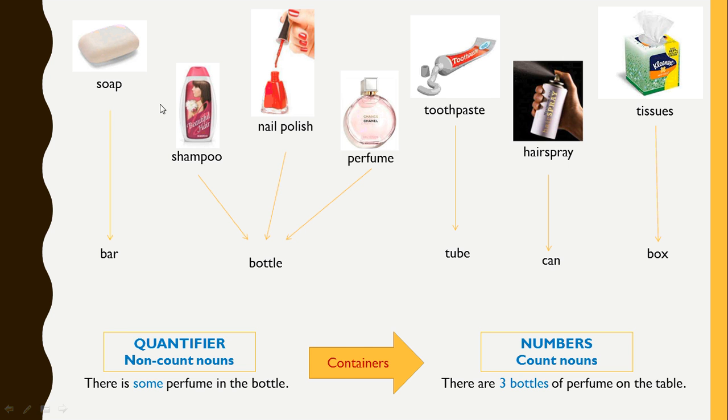Okay? So the container, or we can say a sort of, for soap is a bar. I have 3 bars of soap in my bathroom. Shampoo, I have 3 bottles of shampoo. I have a bottle of nail polish in my purse. A tube of toothpaste, a can of hairspray, a box of tissues.